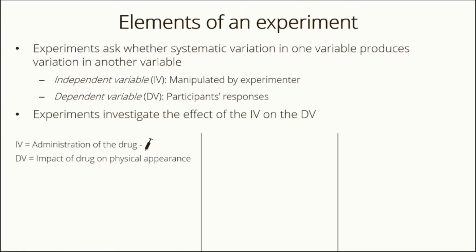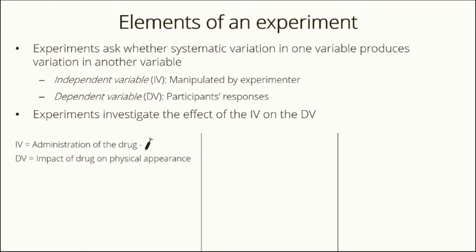We're going to have a look at the elements of an experiment. Experiments ask whether systematic variation in one variable produces variation in another. So this is our independent variable, the manipulation by the experimenter. That's the systematic variation of the IV. And we have the dependent variable, the participant's response, the outcome. Experiments investigate the effect of the IV on the DV.